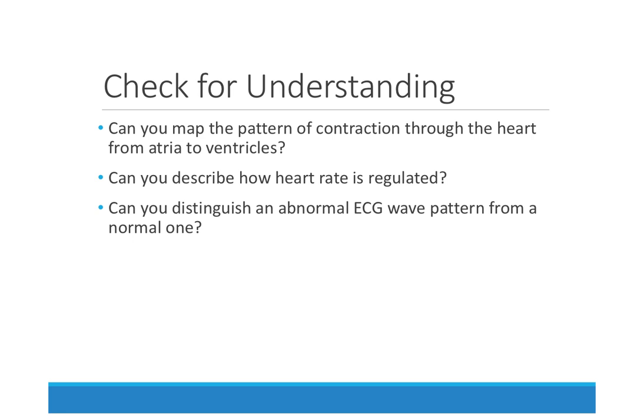So to check for understanding, can you map the pattern of contraction through the heart? Where does it start? Where does it go next? Can you describe how heart rate is regulated? What makes it faster or slower? And can you distinguish an abnormal ECG wave pattern from a normal one?